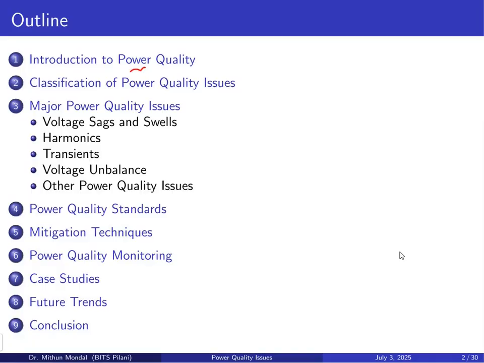First, we will discuss the power quality, what is the definition, and what is the reason for taking this topic for today's lecture. The classification of the power quality issues. So, what are the various issues that are being caused in the power quality? The major power quality issues are basically the voltage sag and the swell, the harmonics, transients, voltage unbalances, and other several power quality issues which affect the quality of the power, and those we are going to focus on.